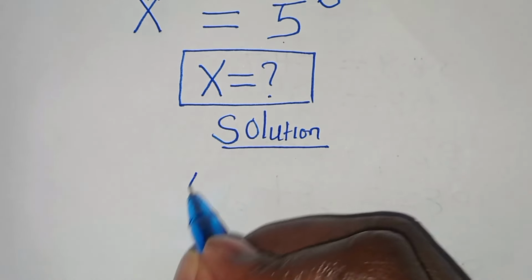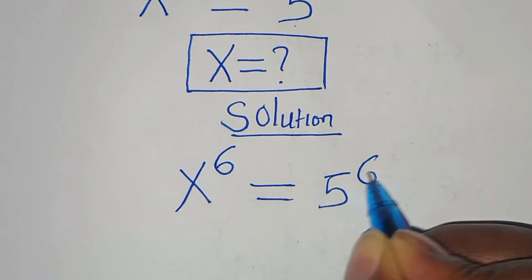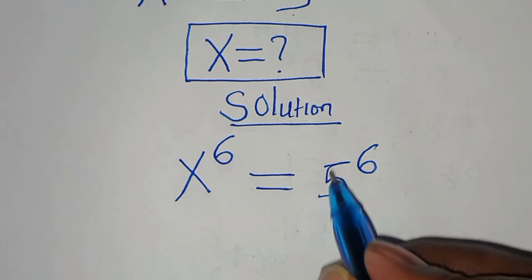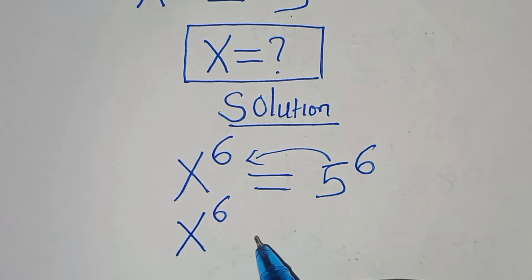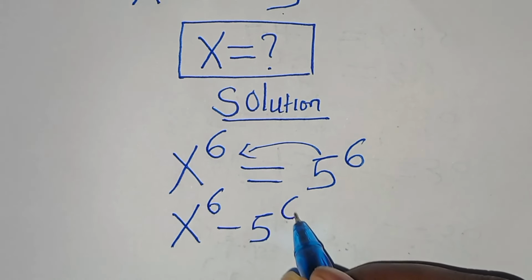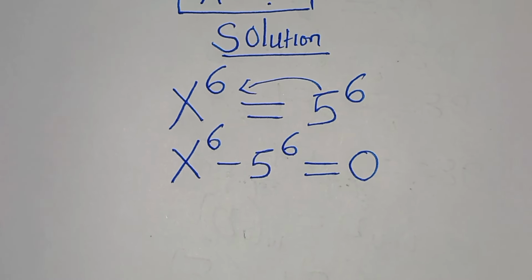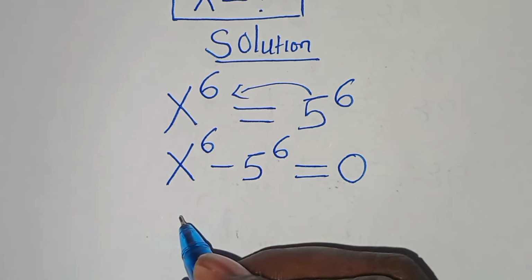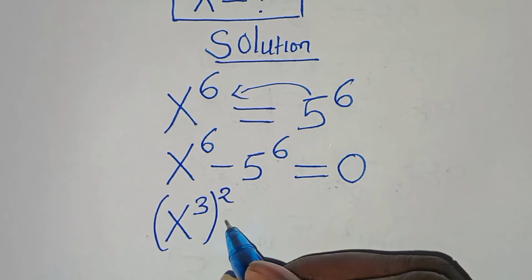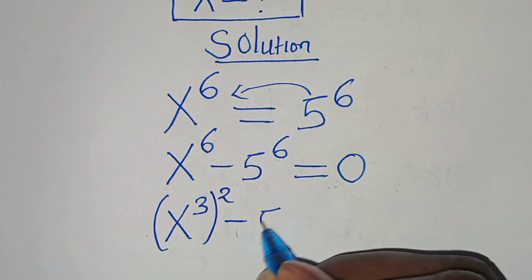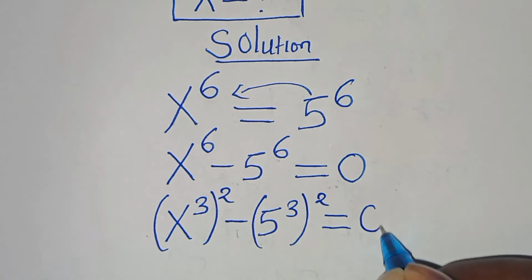So we have x to the power of 6 equal to 5 to the power of 6. Now, let's take 5 to the power of 6 to the left-hand side so that we have x to the power of 6 minus 5 to the power of 6 equal to 0. Now, we can express x to the power of 6 as x to the power of 3 raised to the power of 2, minus 5 to the power of 6, which is 5 to the power of 3 raised to the power of 2, equal to 0.